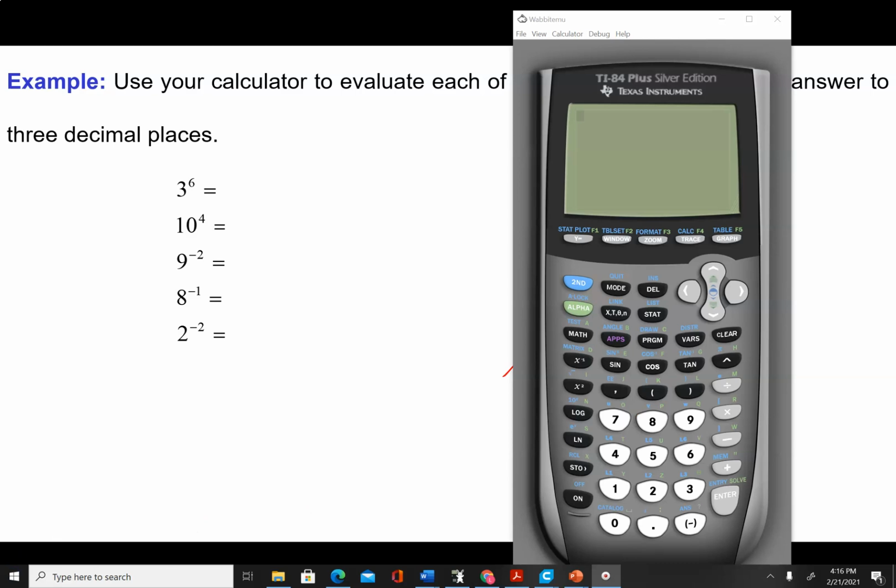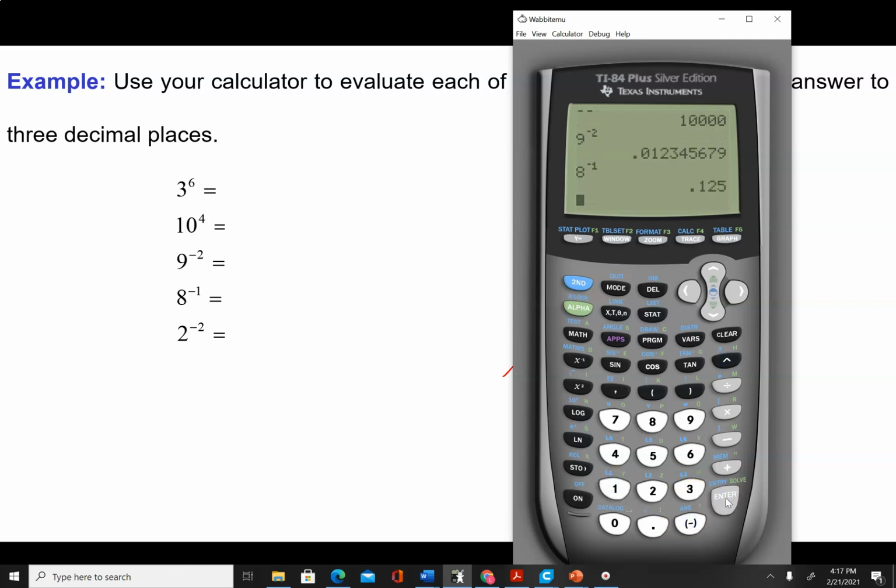So I've just popped up my scientific calculator here, and I'm going to enter in these things here. So we've got 3 to the power of 6. There we go, and there's our answer. 10 to the power of 4. And you can see I'm just hitting that caret key before I enter the power that I'm raising to. 9 to the power of minus 2. There we go. 8 to the power of minus 1.